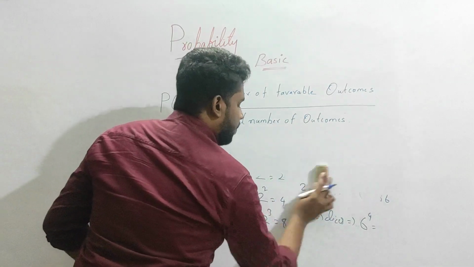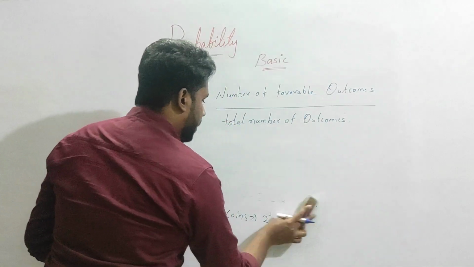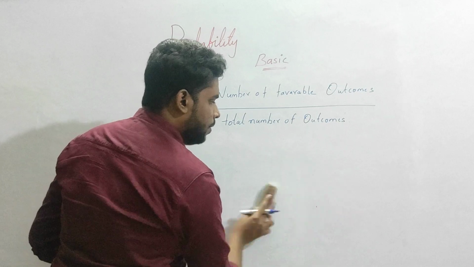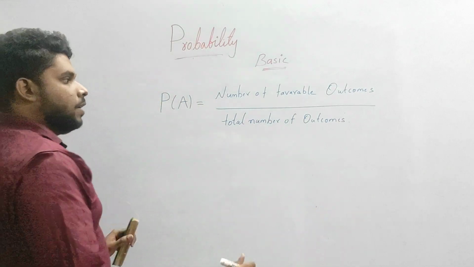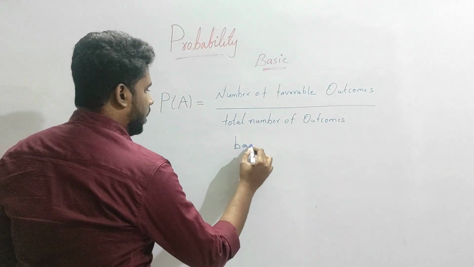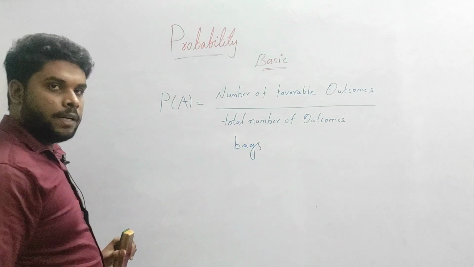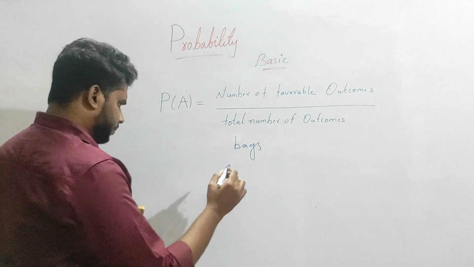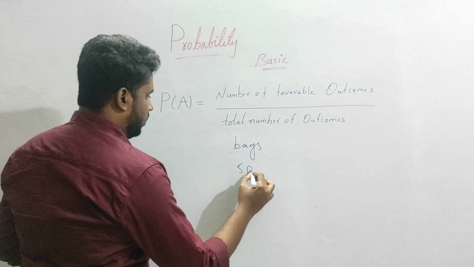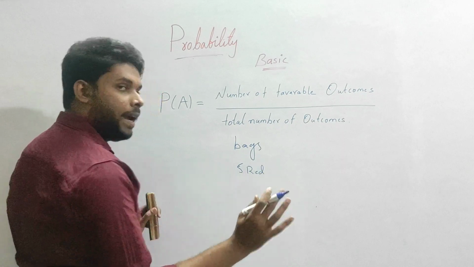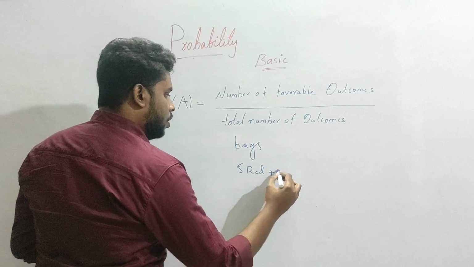For card problems, we will discuss them separately in another video, because this video will become lengthy. So now we talk about bags. Okay, try to understand bags. Suppose in a bag I have 5 red balls. Okay, in the bag I have 5 red balls plus 2 white balls.